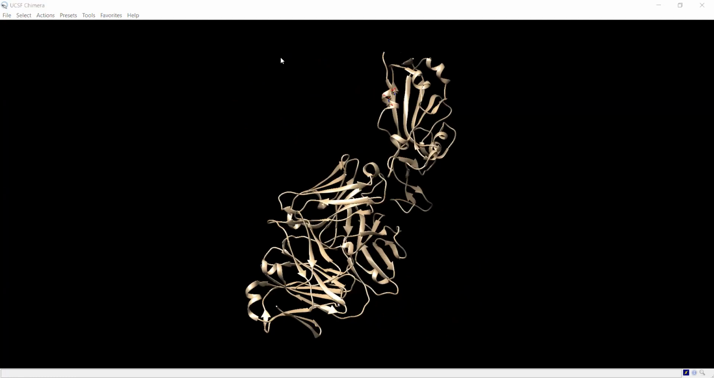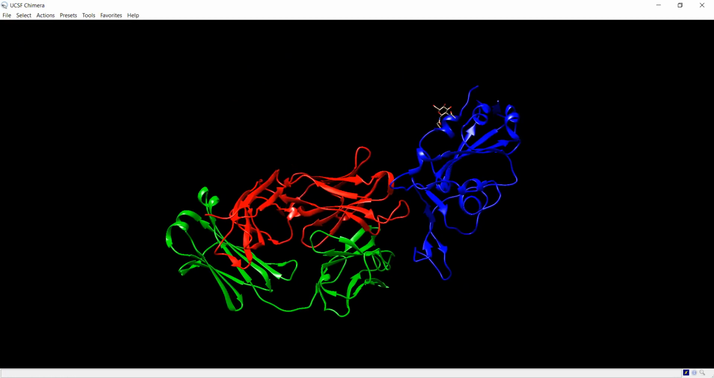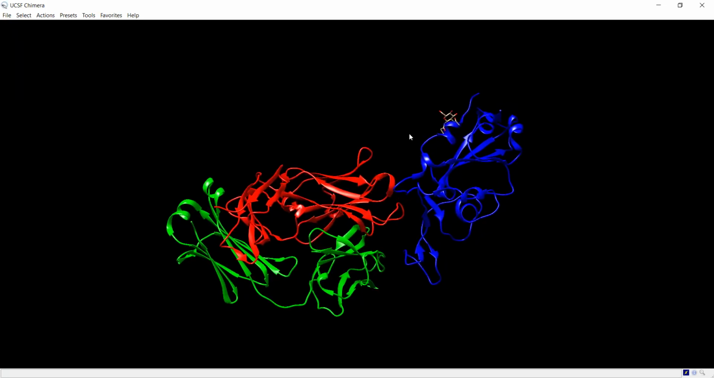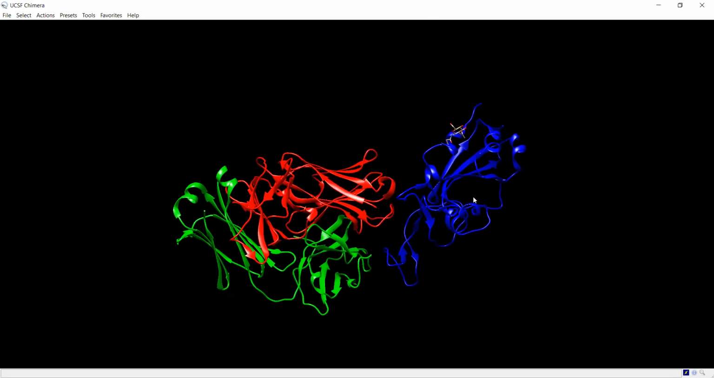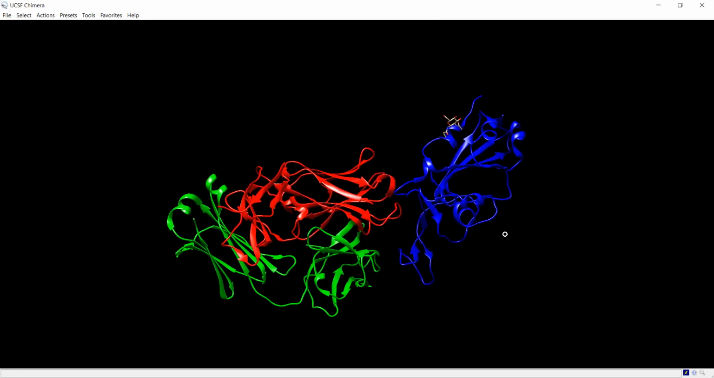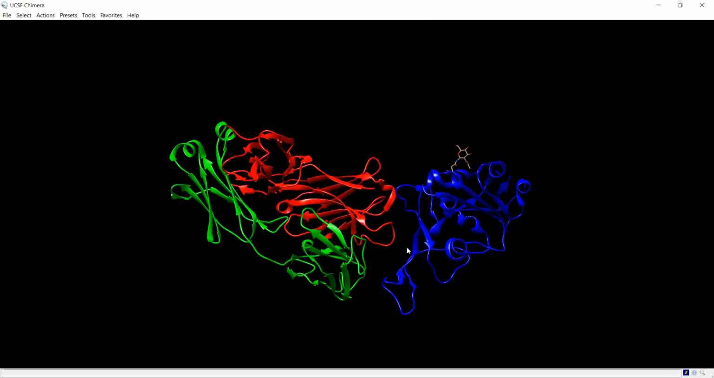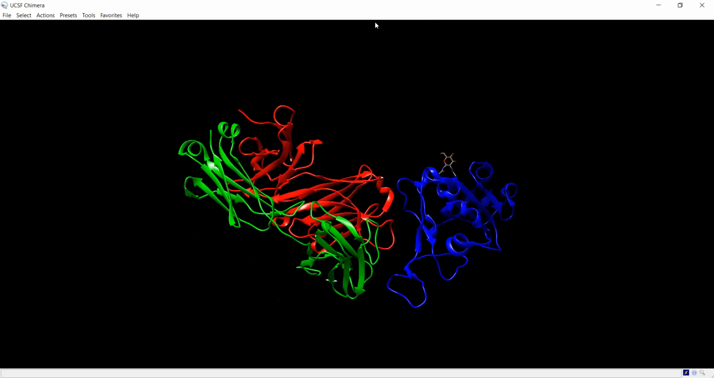As you could see over here, I have color coded the structure by chains. And once again, you see the FAB fragment part of the antibody and you see the viral protein. If you move it around, you could see the interface, or the area in which they're interacting with each other. As of now, I have not done any simplifications or hidden any parts of the structure since it's still pretty simple.